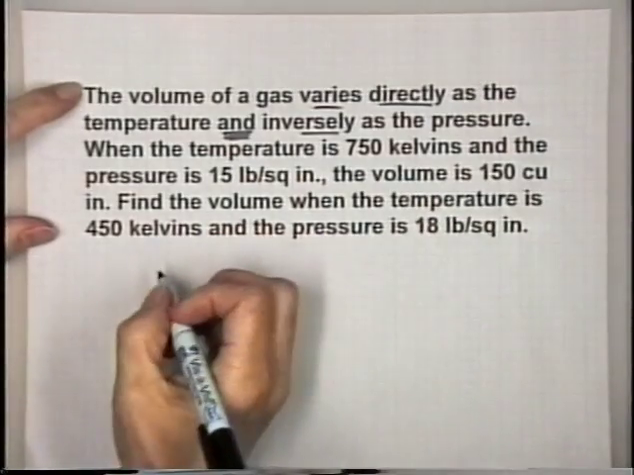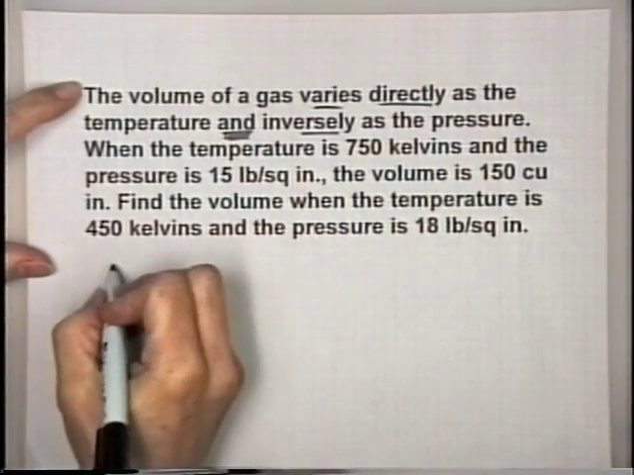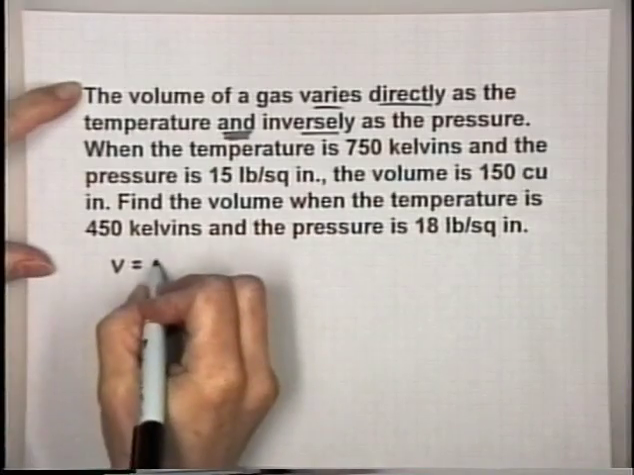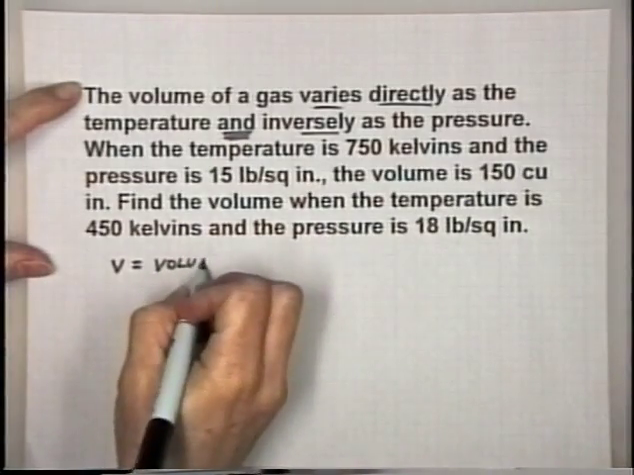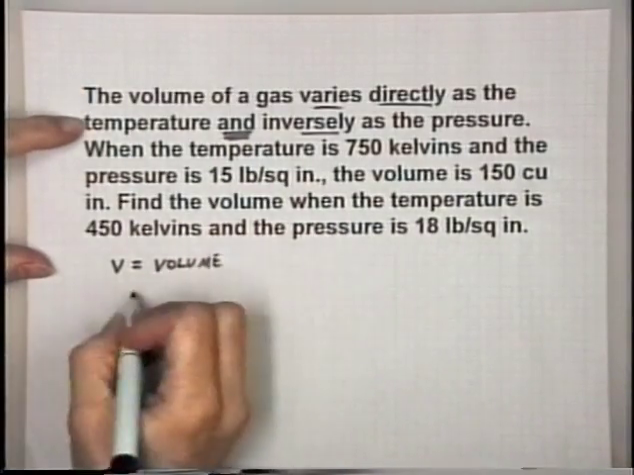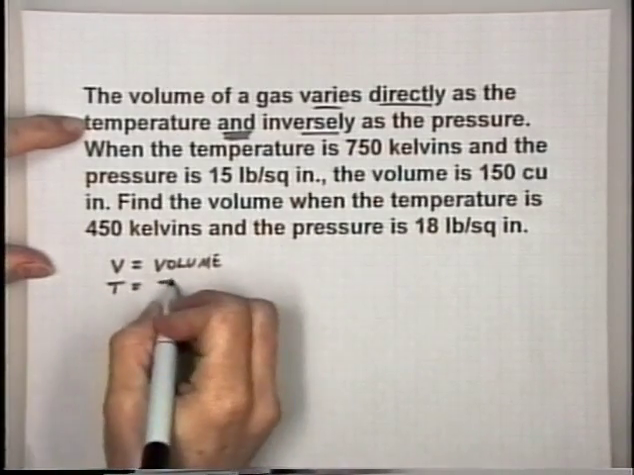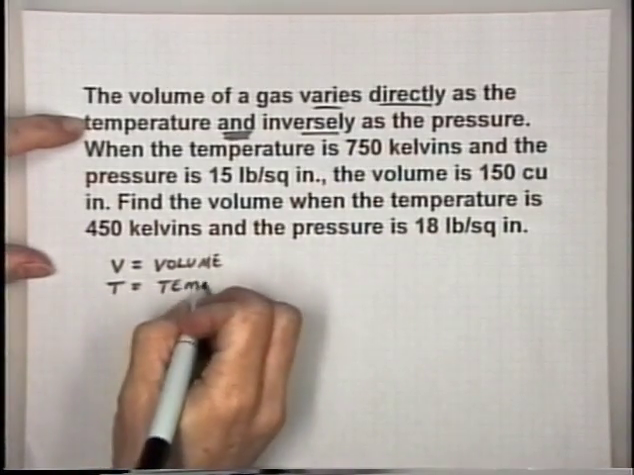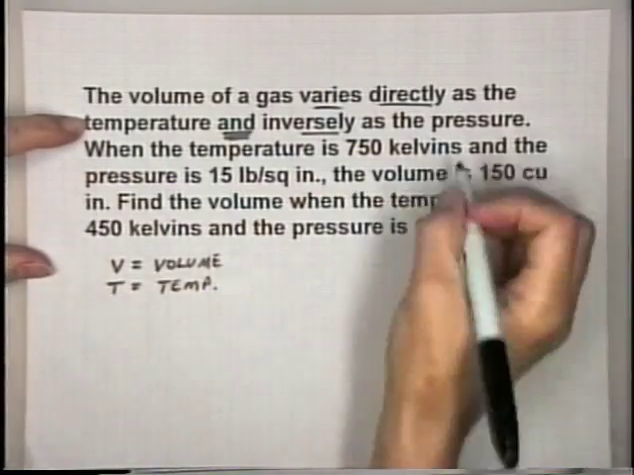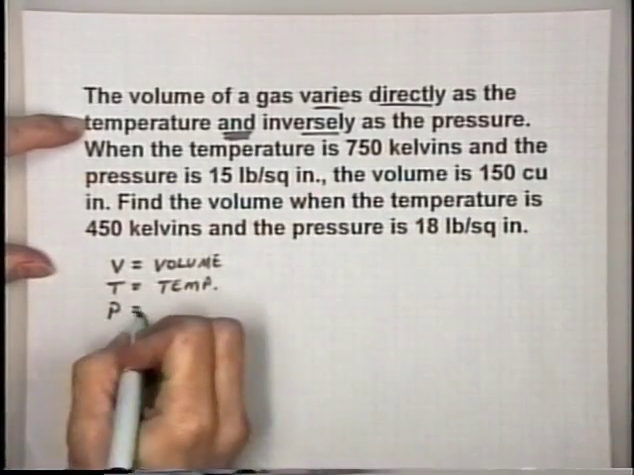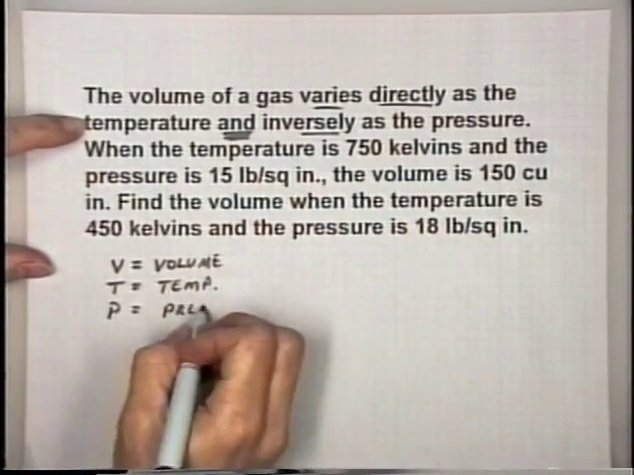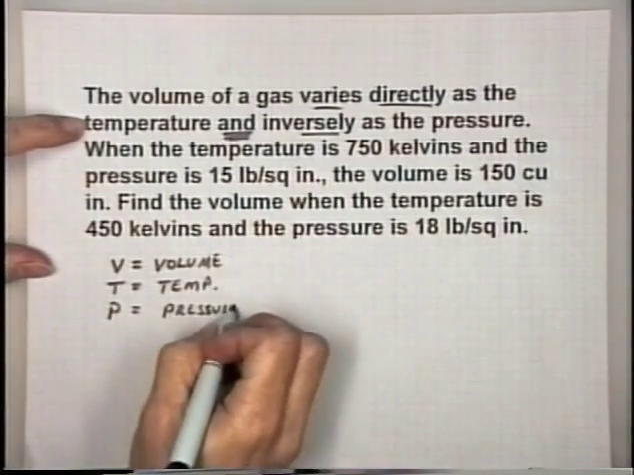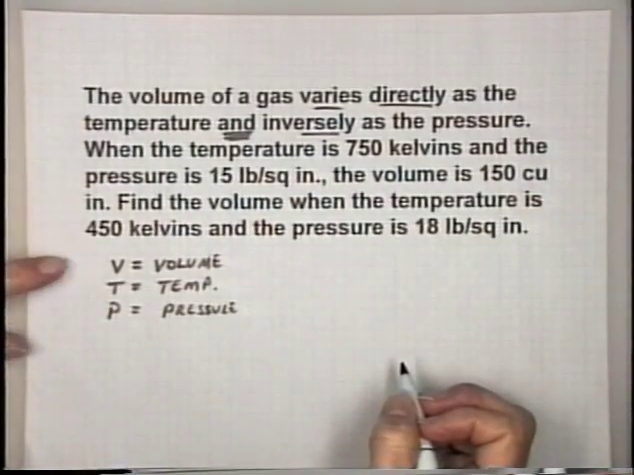So our choice, let's see for letters. We're talking about volume, so let's choose V to be volume. We're talking about temperature. Let T be temperature. I'm going to abbreviate temperature. And then pressure, so let P be pressure. By choosing those letters, it makes it easy to look in the equation to see what each one represents.